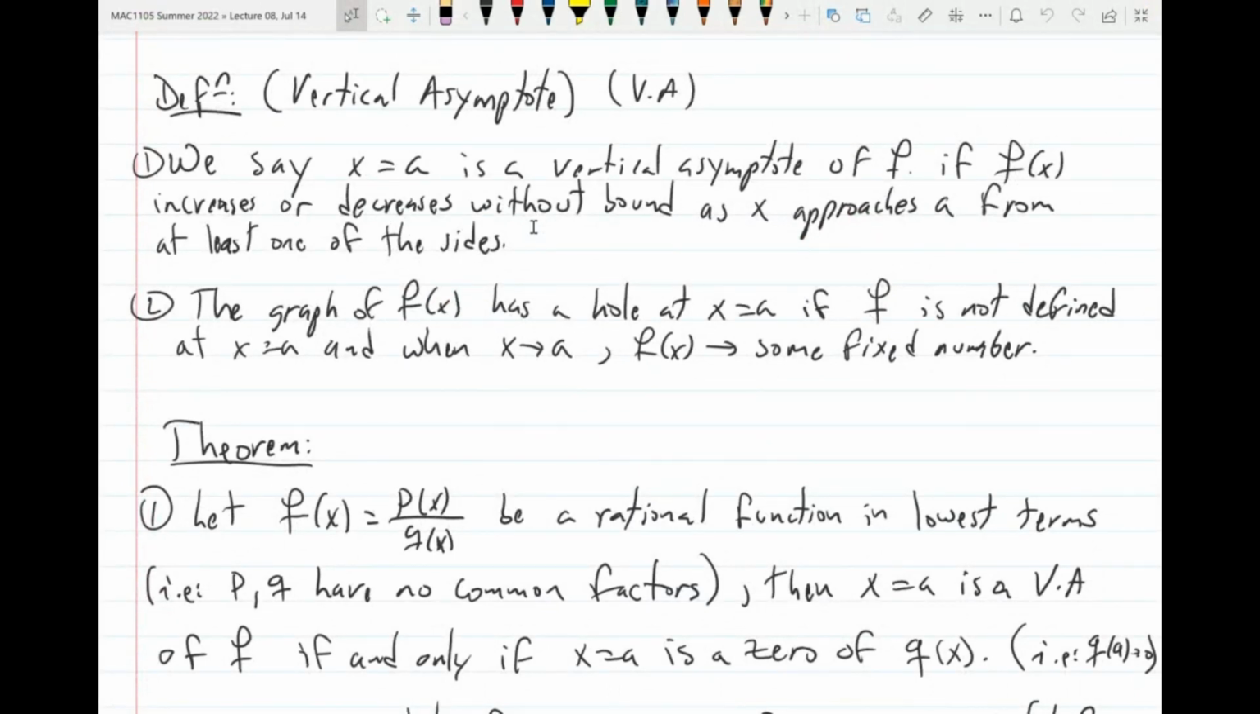the line x equals a is a vertical asymptote if whenever the values of the input x get very close to this number a, the values of the function go to positive or negative infinity. Okay? If this happens, you have a vertical asymptote.